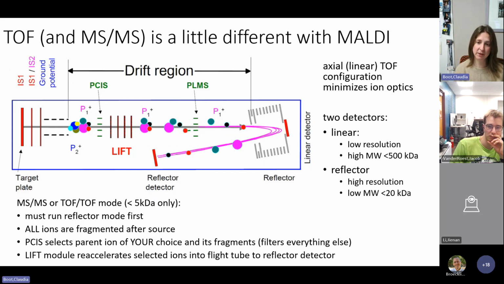And for small molecules and for higher resolution, things that are less than 20 kilodaltons, you can use the reflector detector, where the ions move to the end of the flight tube and then they get this additional flight time that gives us the added resolution for this system.